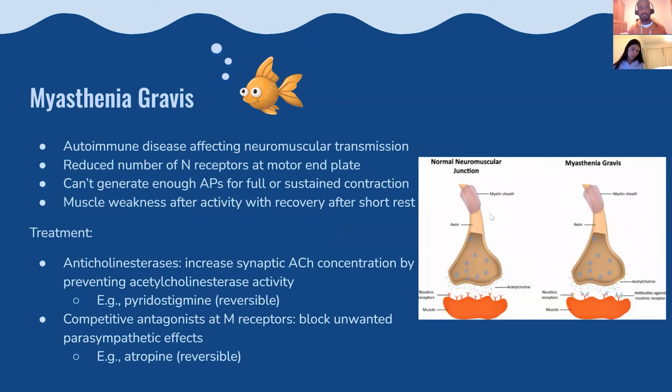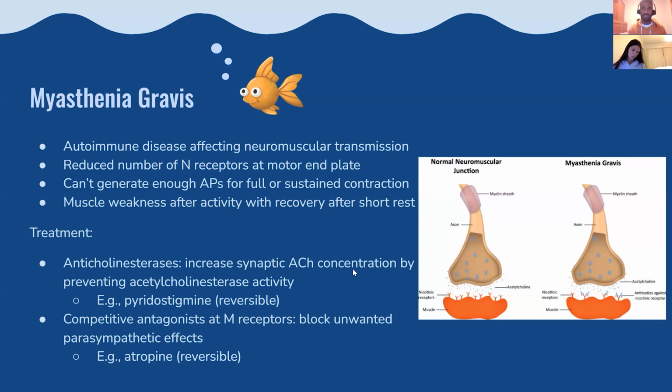And this brings me to the condition I talked about before, myasthenia gravis. This is an autoimmune disease which affects neuromuscular transmission. Basically, we have a reduced number of N receptors at the motor end plate, the motor end plate being this area here with all the receptors. So if the body attacks some of these N receptors, then we have fewer N receptors, and we have so little that, even if we activate them, we don't get enough signal to have a full or sustained muscle contraction.